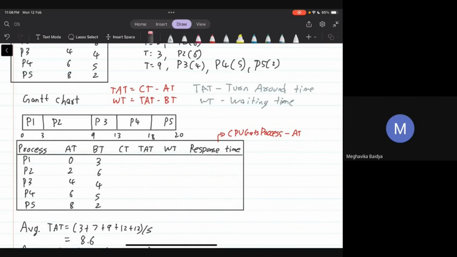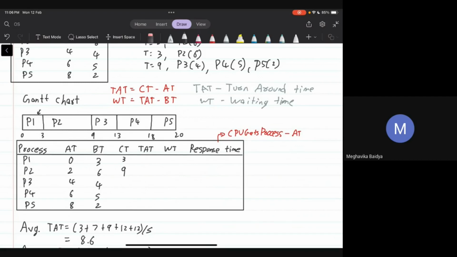So you already have the AT and BT of this from the question. Now we go to write the completion. CT is completion time. For P1 here, it takes 0 to 3, so its completion time is 3. And for P2, it takes 3 to 9, so the completion time is 9.